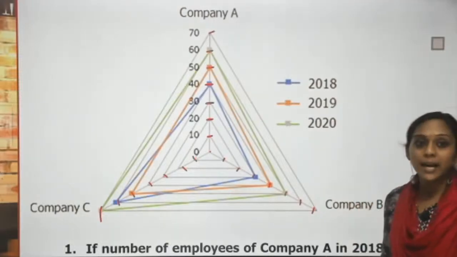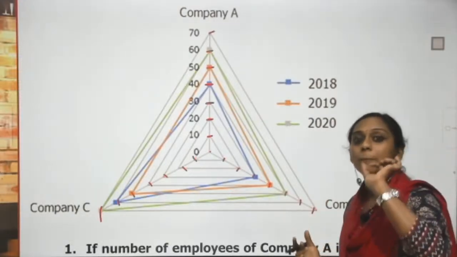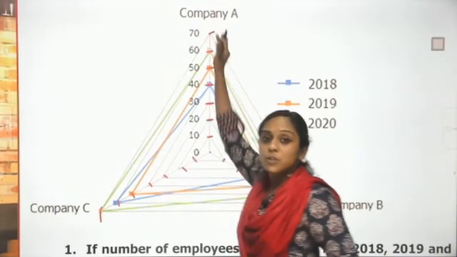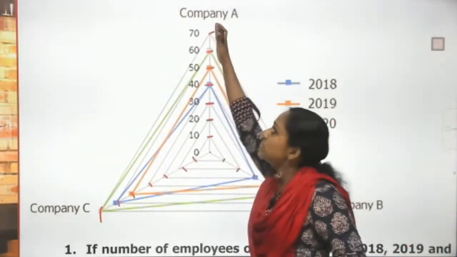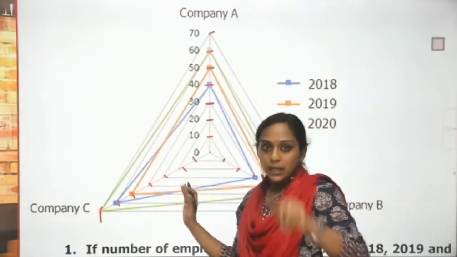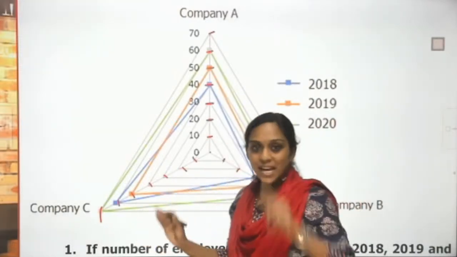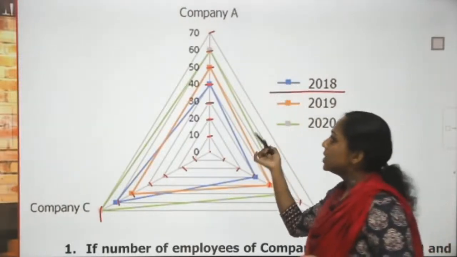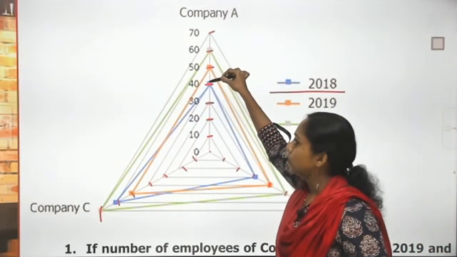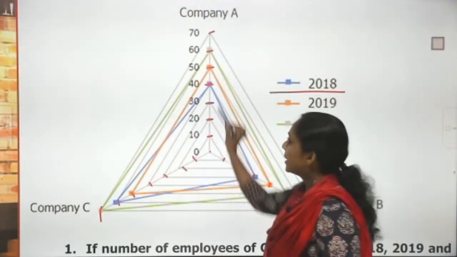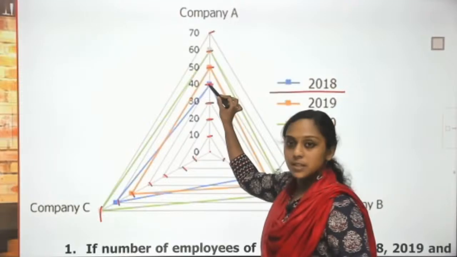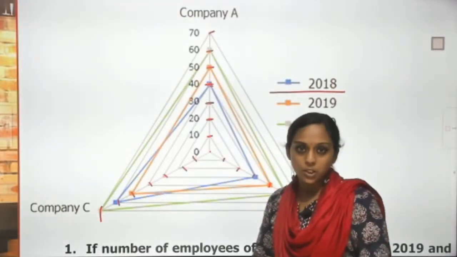Now if my question is to find the percentage of males in company A in 2018, first focus on company A. Which arm represents company A? This is the arm which represents company A. Now focus on the year. 2018 is asked, so that is the blue line. Focus on the blue dot, which is this one. That is 40%.